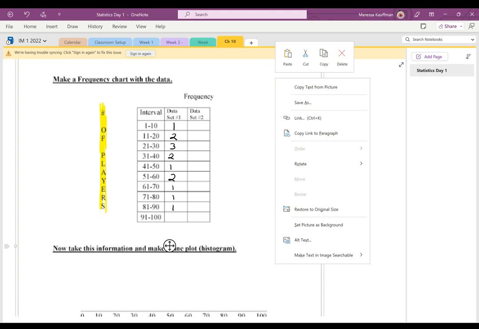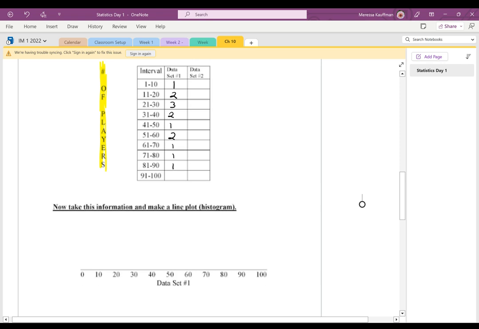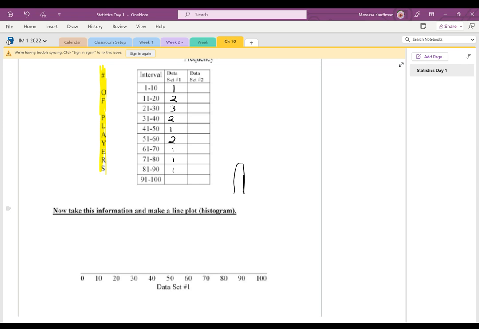All right, now I'm going to take this data from my frequency table and do what they call a line plot. It's going to kind of look like a histogram. A histogram looks like this, where I've got little rectangles that go up, but we're not going to use rectangles.